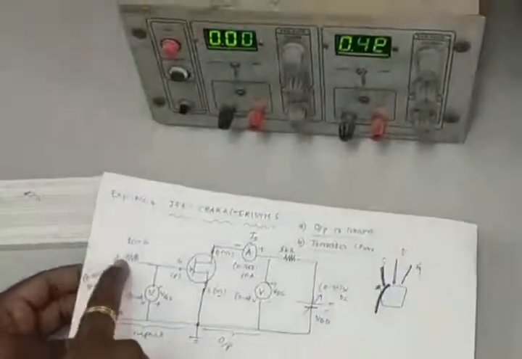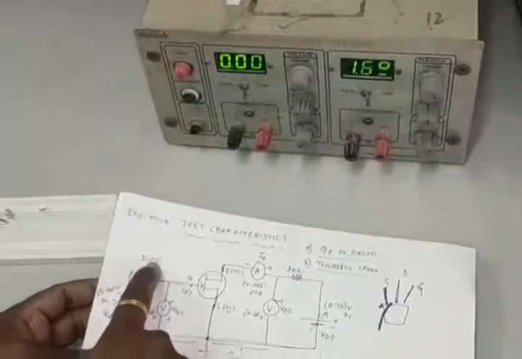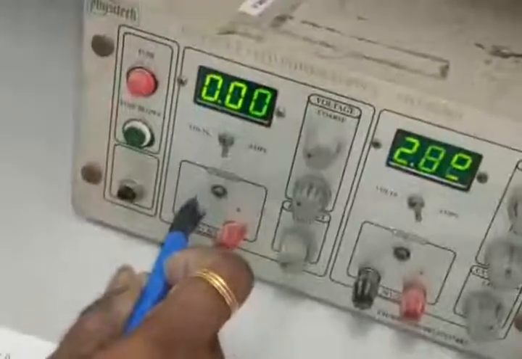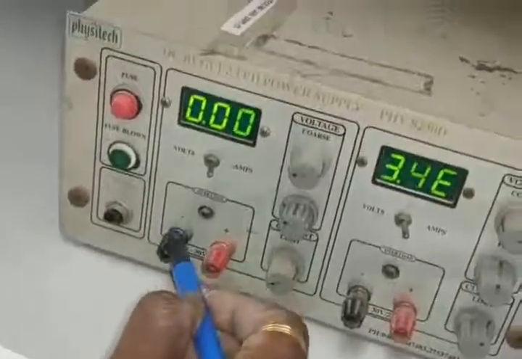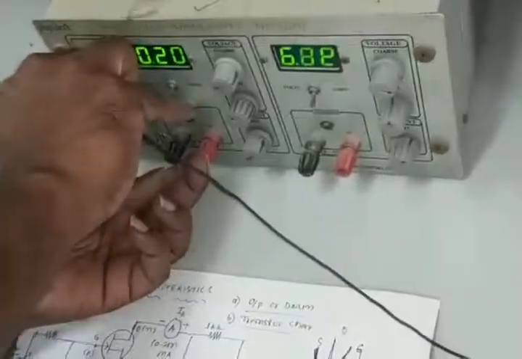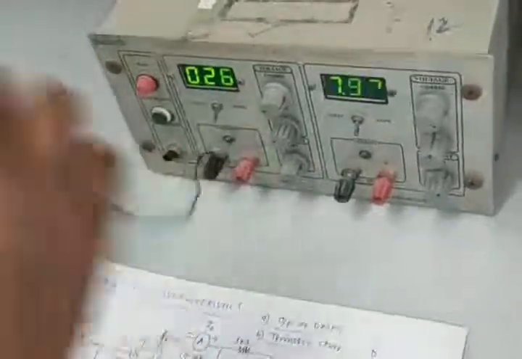Negative is connected to what? Negative is connected to the 10 kilo ohm resistance. This is negative, minus is mentioned here. So here we have to connect one wire, and that wire has to be connected to the resistor. So that is what I am doing, I am going to connect that. Then that is connected to the resistor.